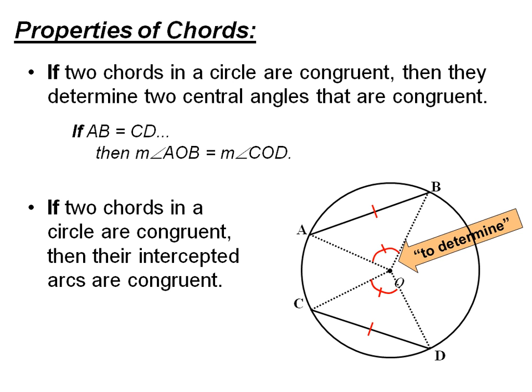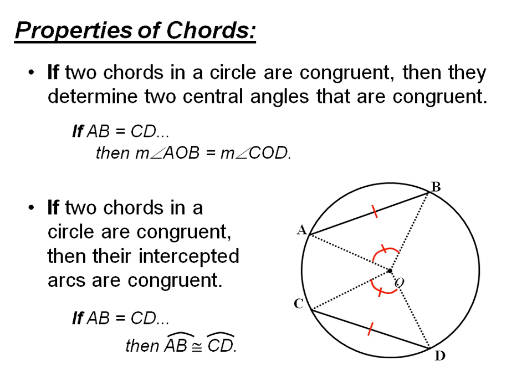Our second property with chords is that if two chords in a circle are congruent, then their intercepted arcs are congruent. So again, going back to chord AB and chord CD, if these two chords are given as congruent, then it can be concluded that arc AB is congruent to arc CD. And remember, the intercepted arcs are the portions of the circumference of the circle that exist between the two endpoints of the chord that are highlighted in blue.